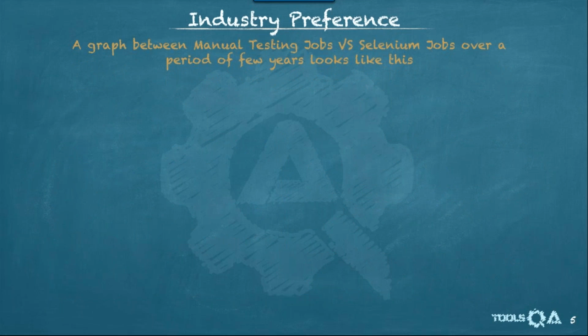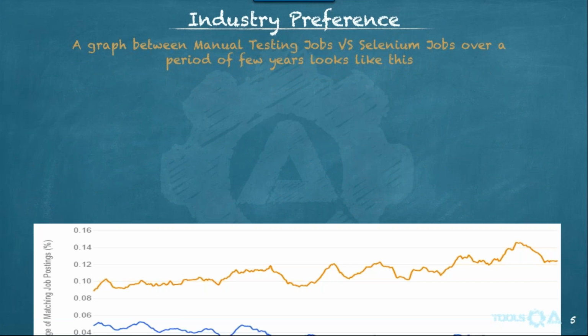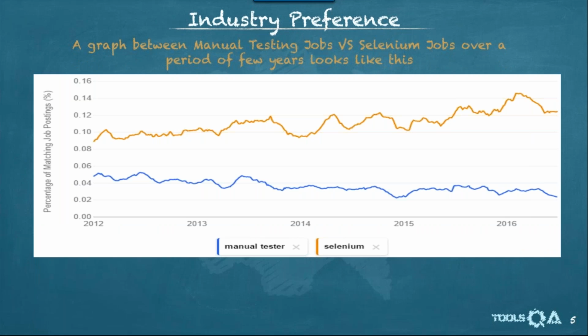Industry preference. Now we have talked about how the industry is moving, but is there any data to show that? Is there anything that can help us understand or prove our point? Well, we took a small comparison of the different types of jobs being searched from the period of 2012 to 2016. So you can see the graph here. We are at 2012. The graph is slowly decreasing for manual testers, right? And on the other hand, automation testing is gaining preference throughout.